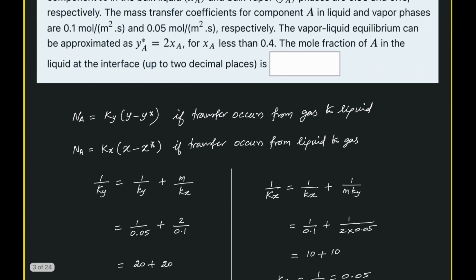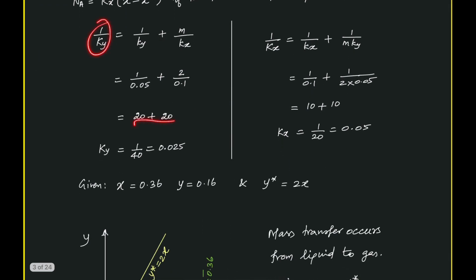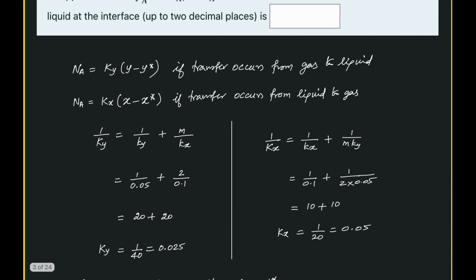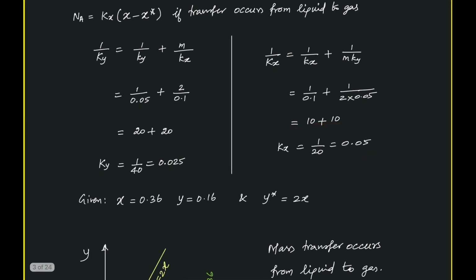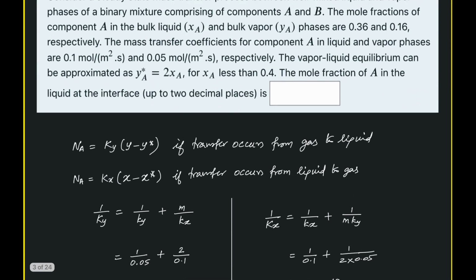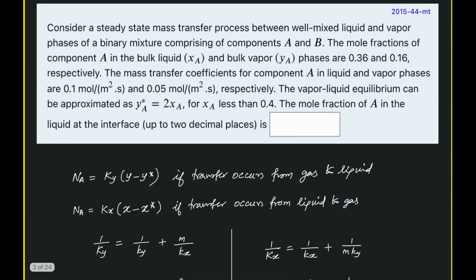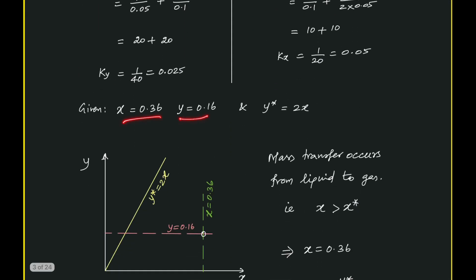So substituting that, we get 1 by Ky coming as 40, and Ky is 1 by 40, available now. Likewise the 1 by Kx formula is written, and we get the value of Kx, which is coming as 0.05. What is available is x equal to 0.36. What is x? It is the mole fraction in the bulk liquid and bulk vapor, xa and ya. xa is 0.36 and ya is 0.16. So xa equal to 0.36 and ya equal to 0.16. The equilibrium relation is y star equal to 2x.